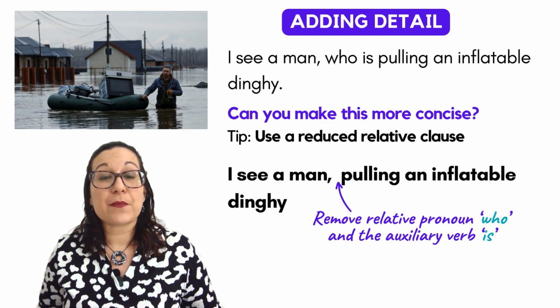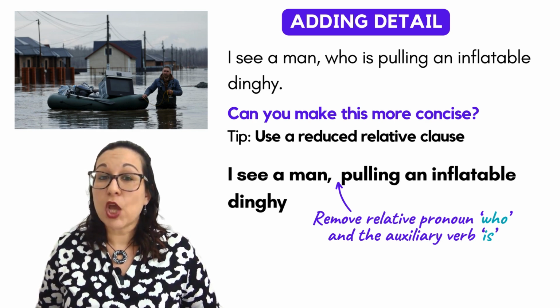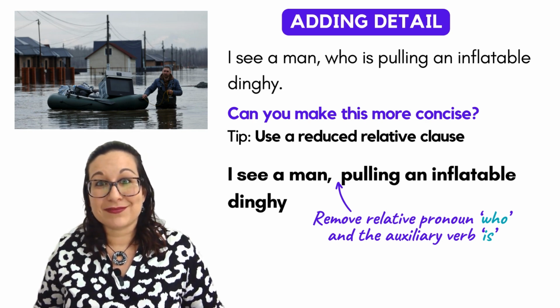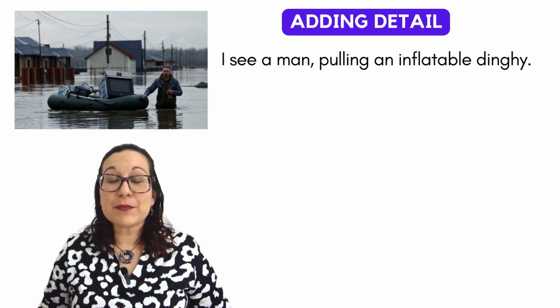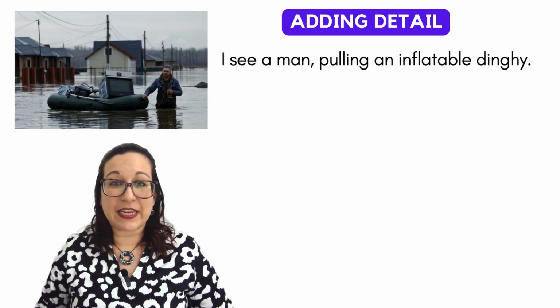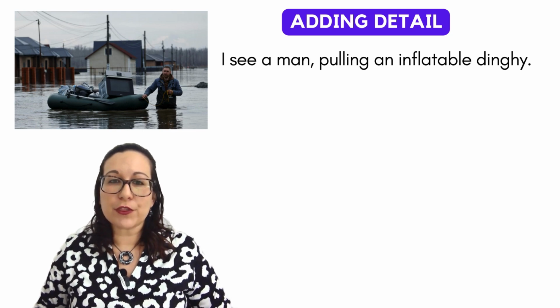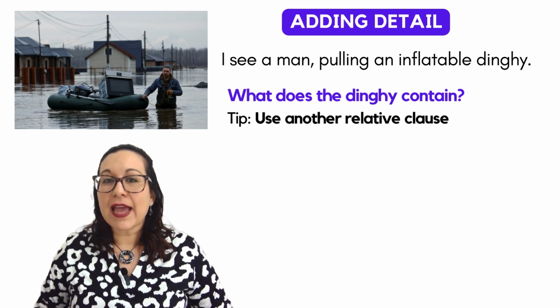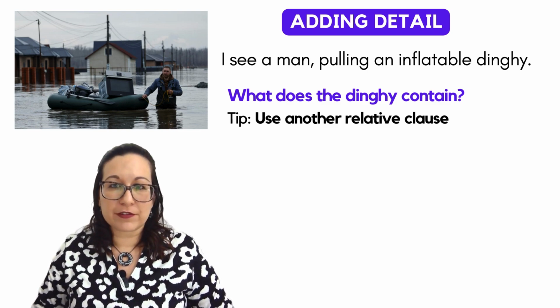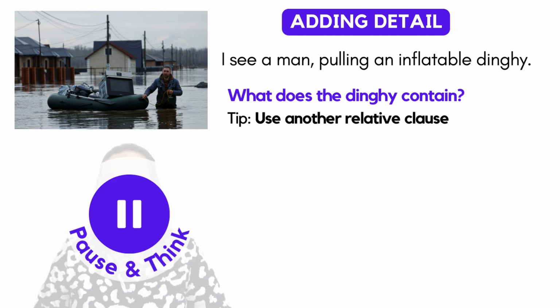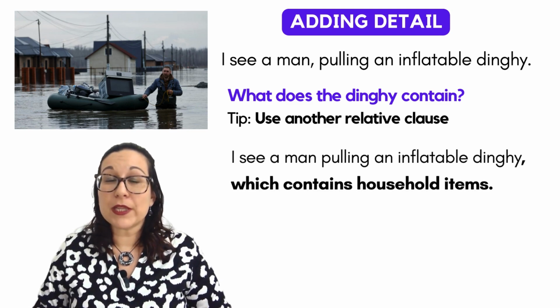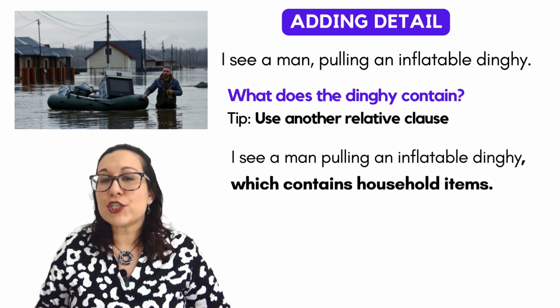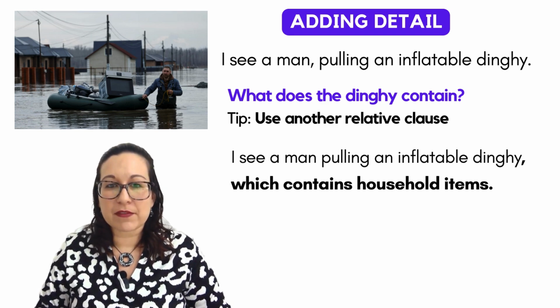And we end up with, I see a man pulling an inflatable dinghy. Let's keep going and add even more detail and information. This time, I want you to think, what does the dinghy contain? And you can use another relative clause for this. Take a minute and think. So I see a man pulling an inflatable dinghy which contains household items.